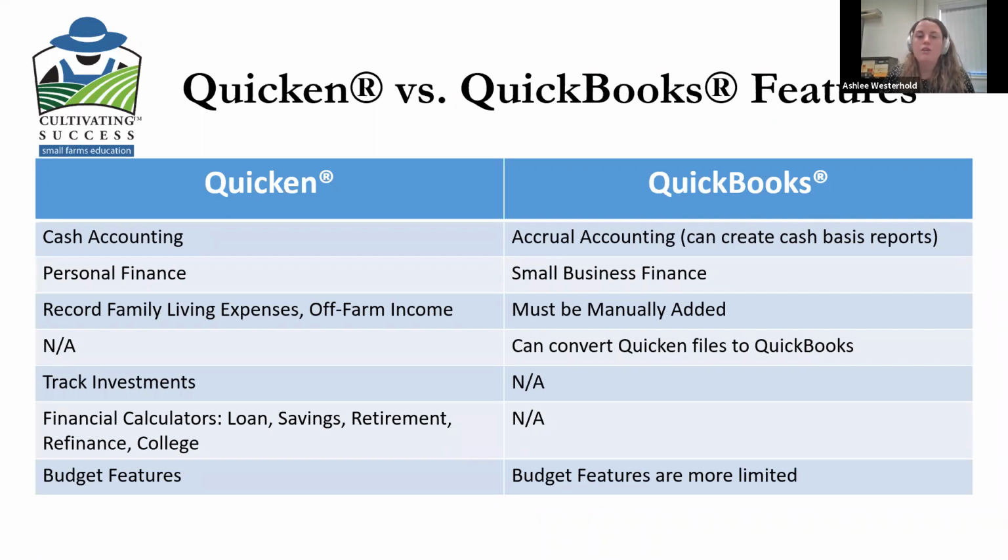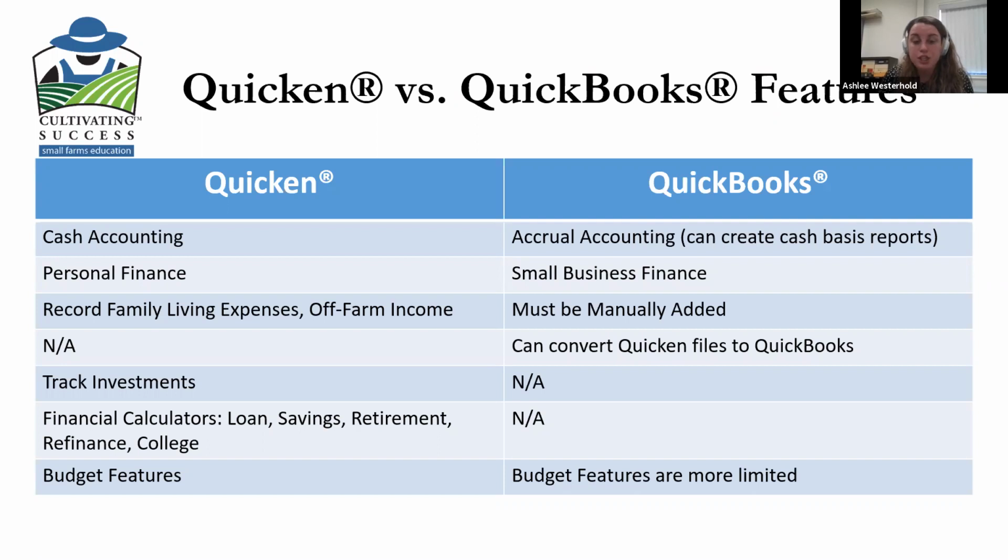So you can convert Quicken files, however, into QuickBooks, which could be easy for those of you who might have both systems. In Quicken, you can track your investments, where in QuickBooks you cannot. In Quicken, there are financial calculators. So if you have a loan, savings account, retirement, if you are thinking of refinancing or saving for your children's college, Quicken has the financial calculators to do that.